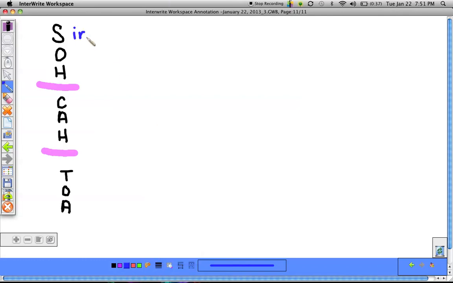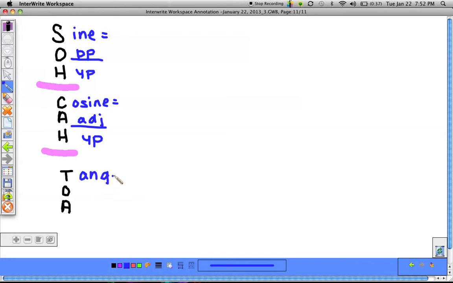So this one stands for sine equals opposite over hypotenuse. Cosine equals adjacent over hypotenuse. And finally, tangent equals opposite over adjacent. That looks weird. But anyway, hopefully that will help you keep those formulas straight.